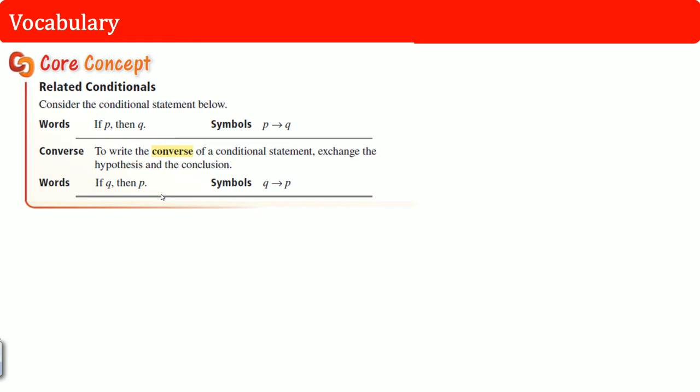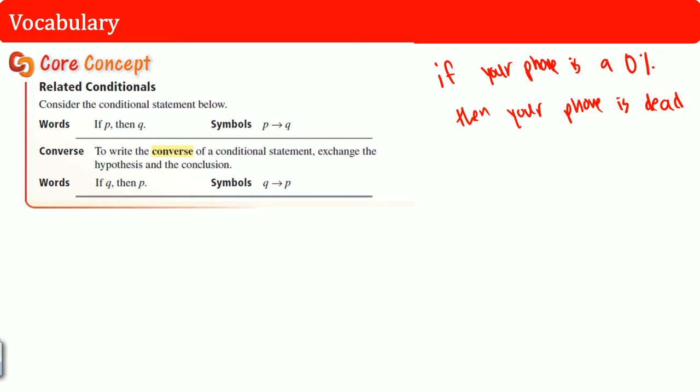For example, an example that you might have is if your phone is at 0% battery, then your phone is dead. That would be your statement. So the P would be your phone is at 0%. The Q would be your phone is dead.